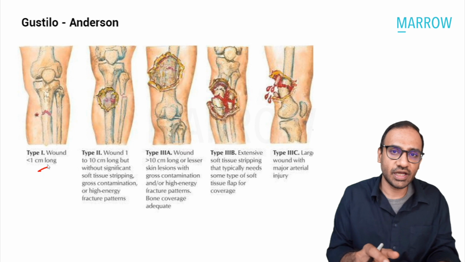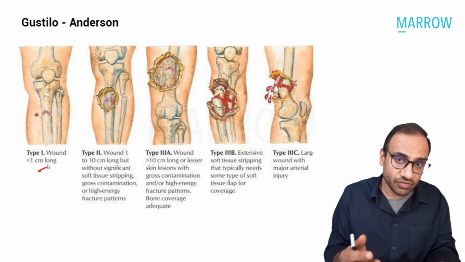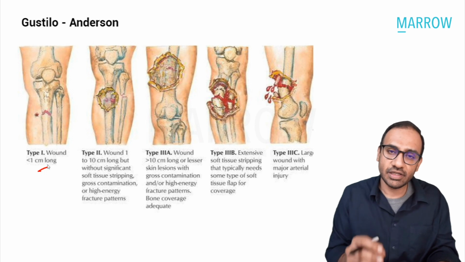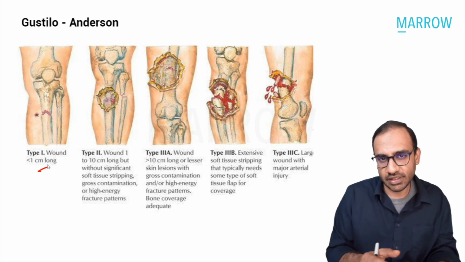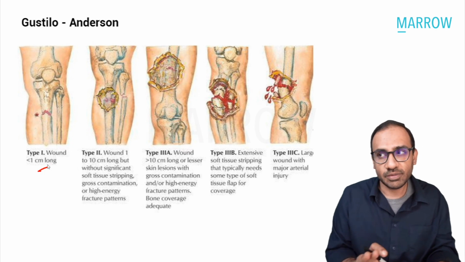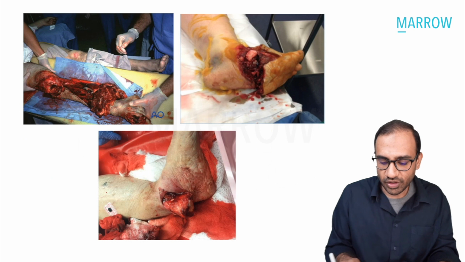All of you know this. 3A is an open fracture with periosteal covering. 3B is an open fracture with periosteal stripping, and 3C is an open fracture with an associated vascular injury. And usually all three types, that is 3A, B, and C, are more than 10 centimeter, but that is not the fixed dimension. And these are the photographs of open fractures.